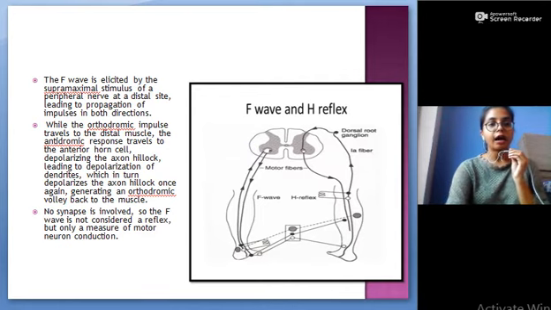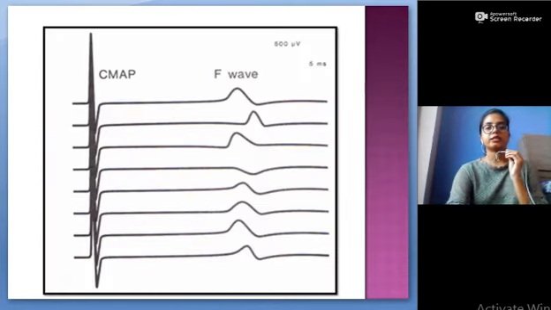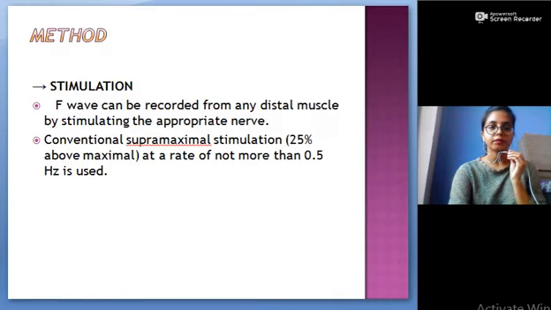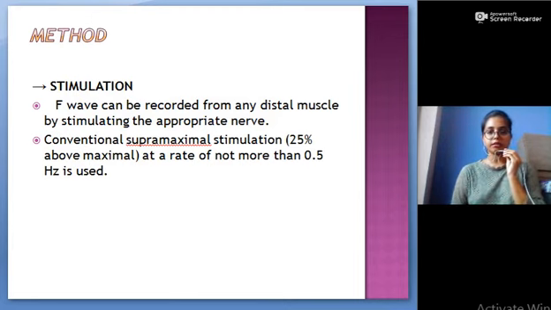In this diagram you can see how the F wave appears on the computer screen of the software of the NCV instrument. On the screen the F wave appears like this. Now, F wave can be recorded from any distal muscle by stimulating any appropriate nerve.